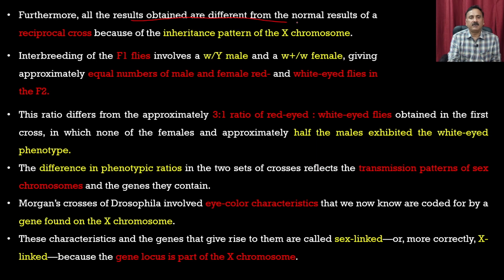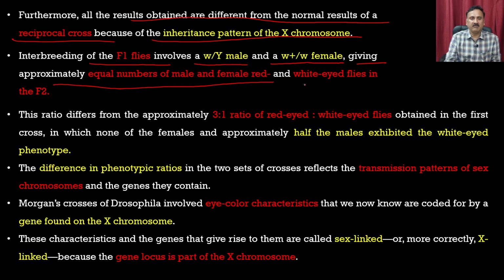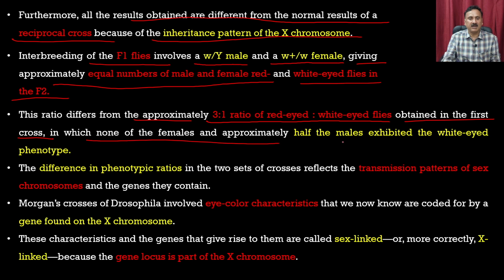Furthermore, all the results obtained are different from the normal result of a reciprocal cross because of the inheritance pattern of the X chromosomes. So, inbreeding of the F1 flies involved a W Y male and a W plus W female, giving approximately equal numbers of male and female, red and white-eyed flies in the F2 generation. This ratio is different from the 3:1 ratio of red-eyed versus white-eyed flies obtained in the first cross, in which none of the females and approximately half the males exhibited the white-eye phenotype.